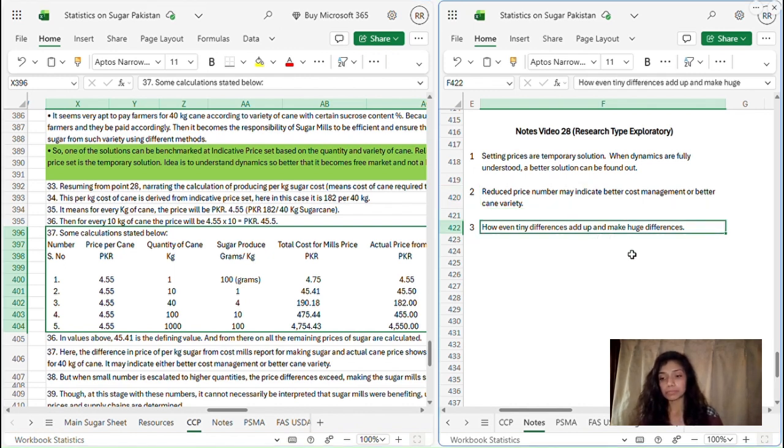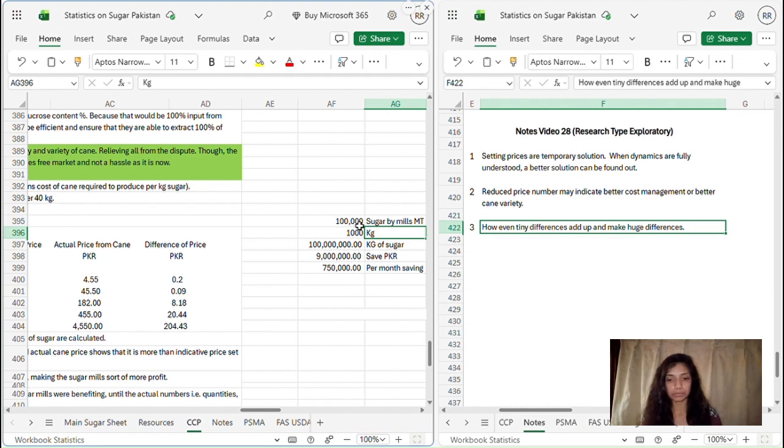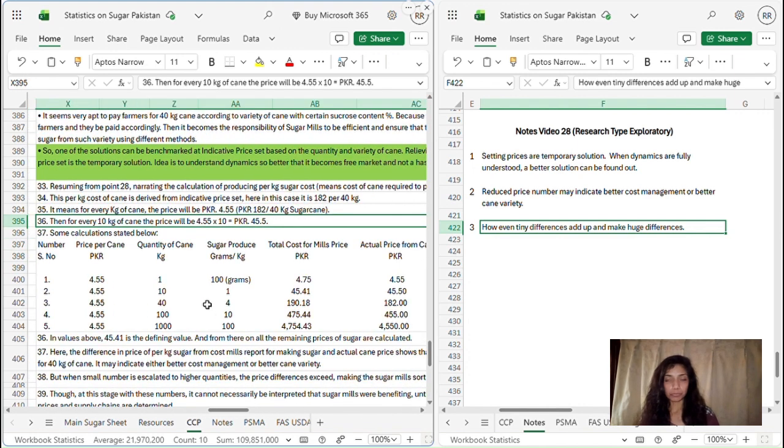This shows how even tiny differences add up and make huge differences. So that we established by discussing this here. Now we will do the calculation of this with real numbers down below, moving forward, that I've already done, and we'll show it on the screen just like I do this documenting process here.